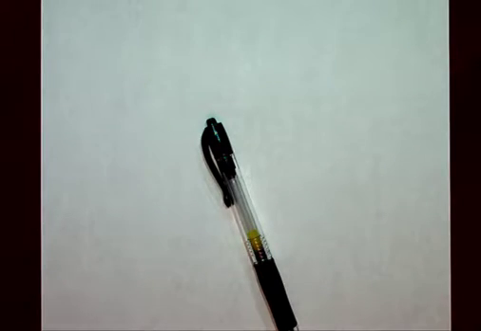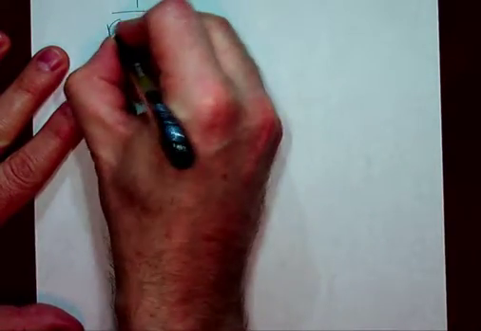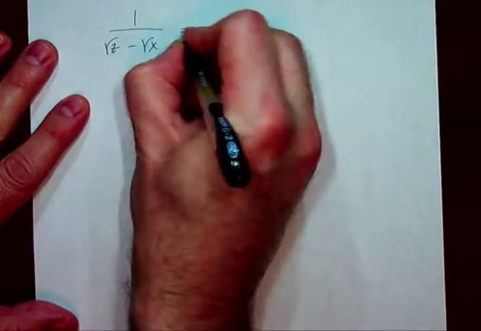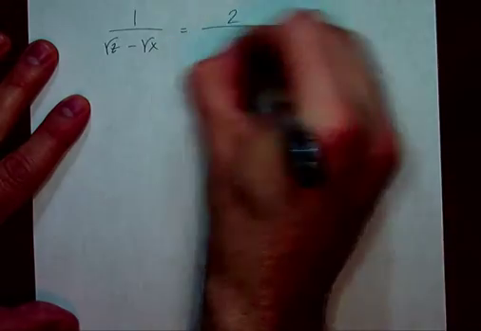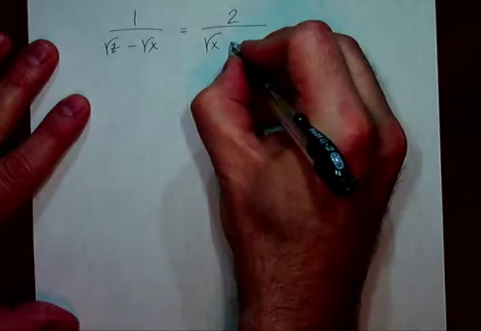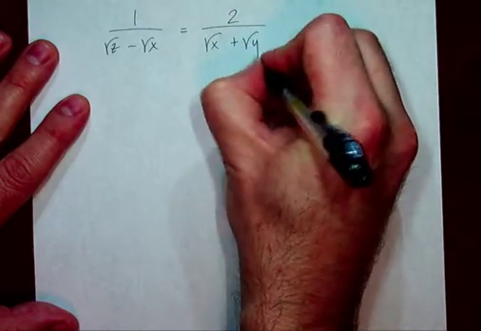This will be the second video and the last video on z problems. Let's just go ahead and dive right in. Let's say I have 1 over the square root of z minus the square root of x is equal to 2 over the square root of x plus the square root of y.